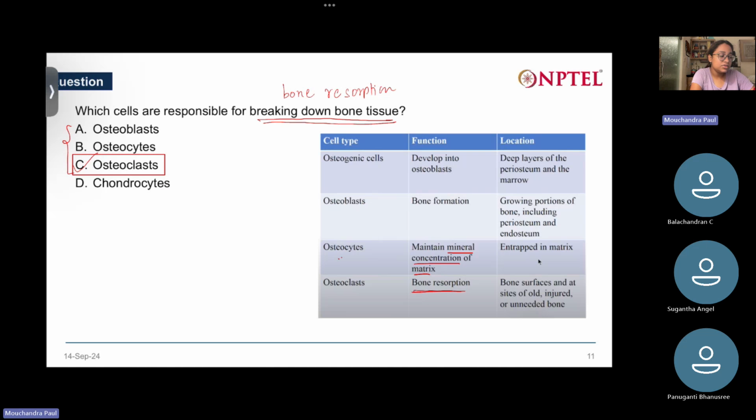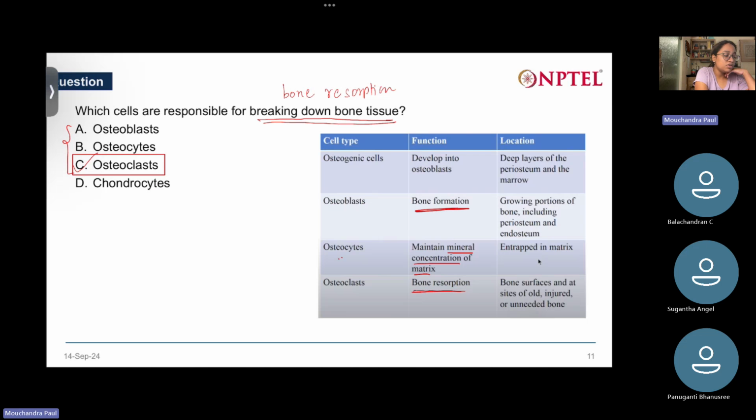Then there are cells called osteoblasts. Now these cells are responsible for formation of bone, and they are present in the growing portions of the bone, like the endosteum and the periosteum. The periosteum is the outer membrane, and the endosteum is just the layer beneath the periosteum. So wherever the bone is trying to grow, from whichever region, the osteoblasts will be there.